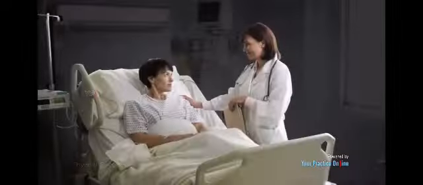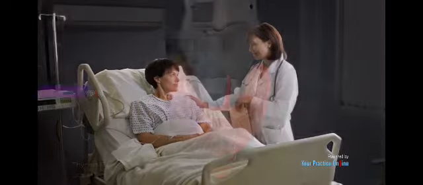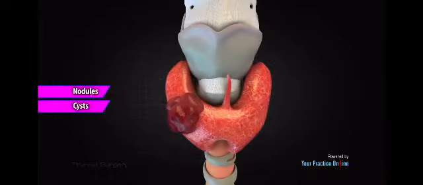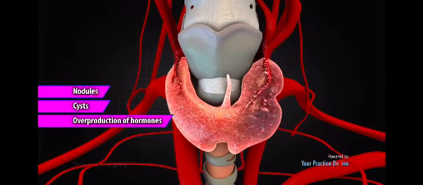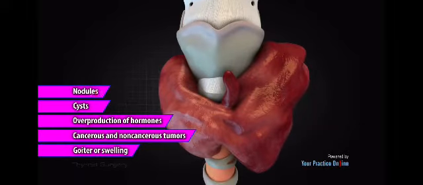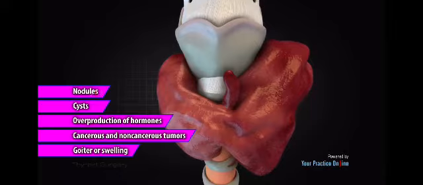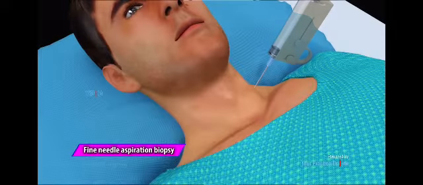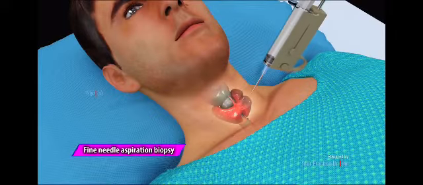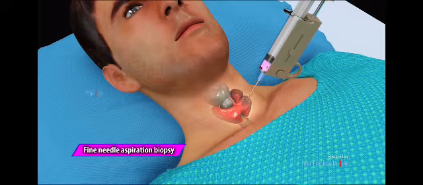Indications. Thyroid surgery is usually recommended for thyroid conditions such as nodules, cysts, overproduction of hormones, cancerous and non-cancerous tumors, and goiter or swelling of the thyroid that can make it difficult to swallow or breathe. To identify cancer, your doctor may perform a fine needle aspiration biopsy, where a sample of thyroid tissue is obtained with the help of a thin needle and analyzed in the laboratory.